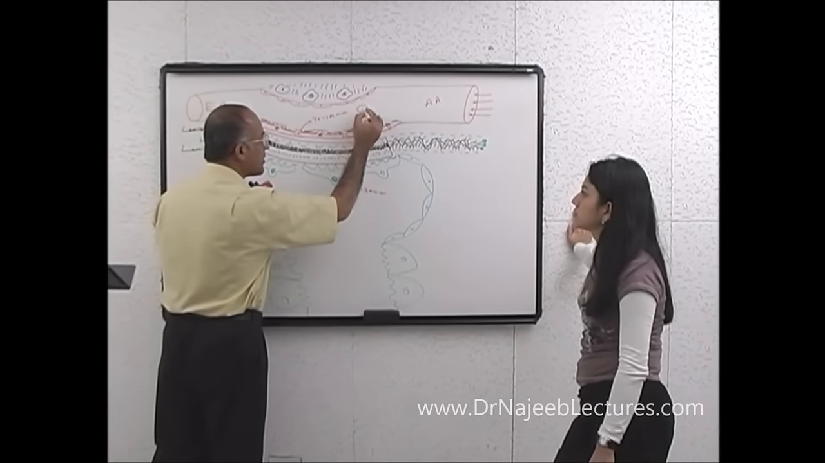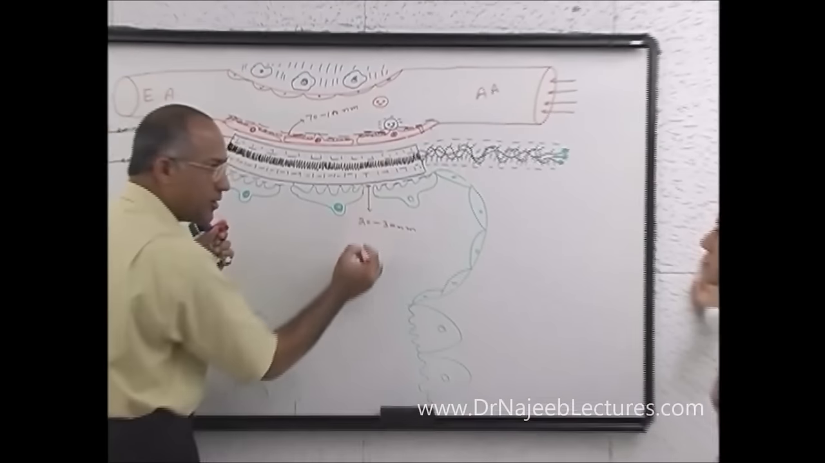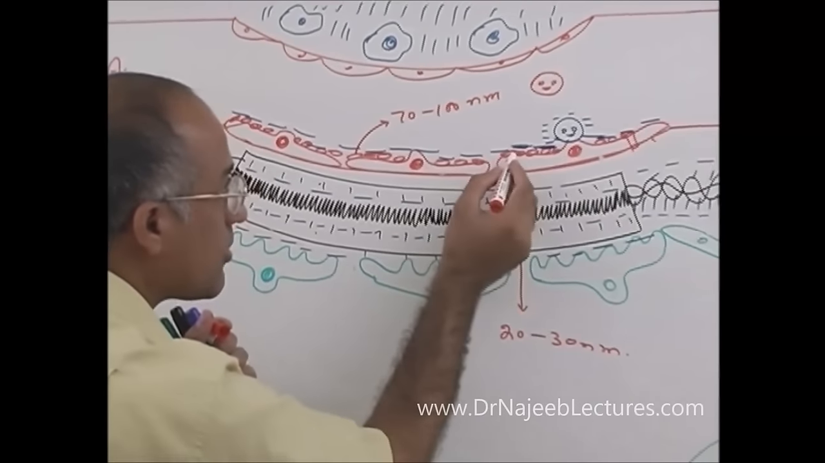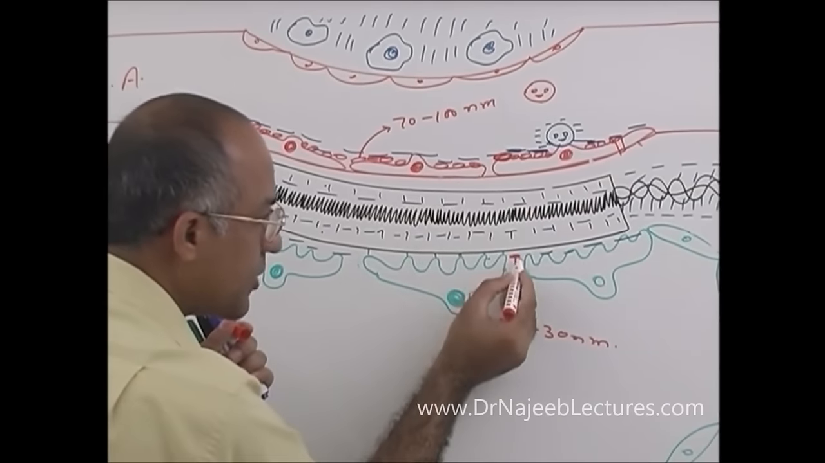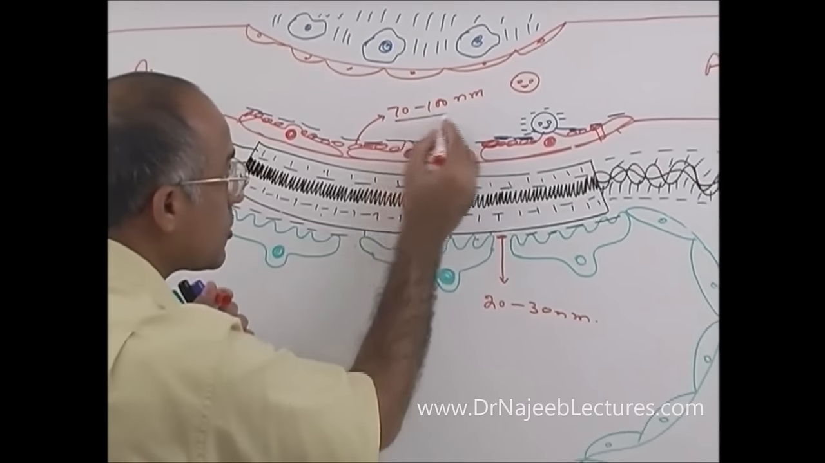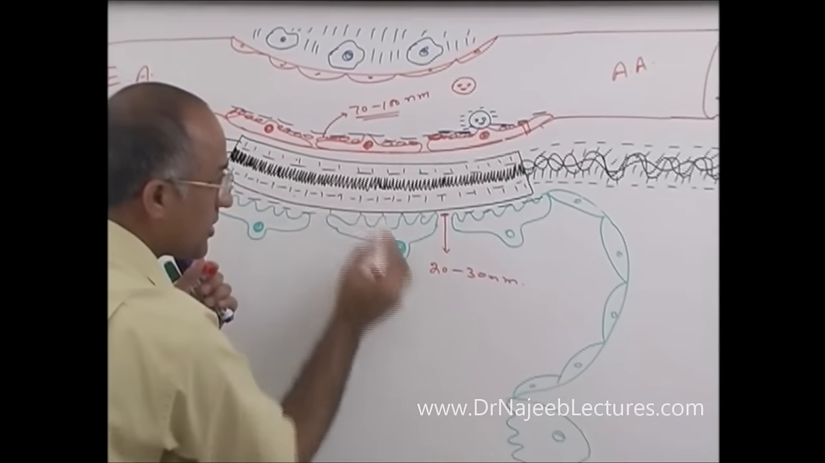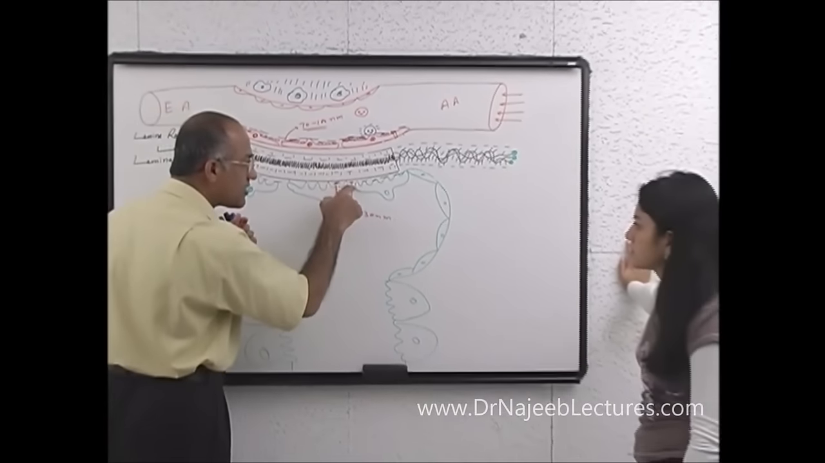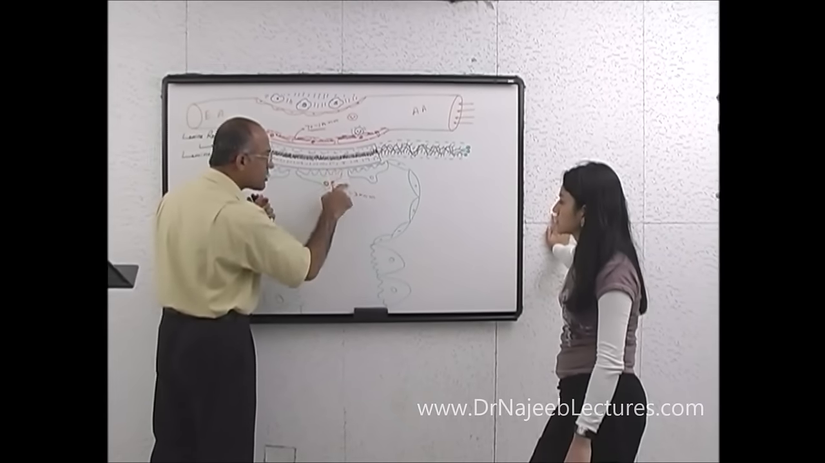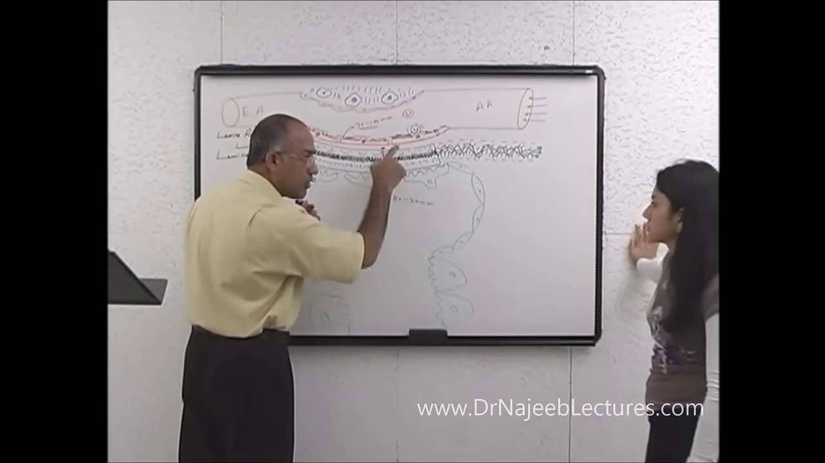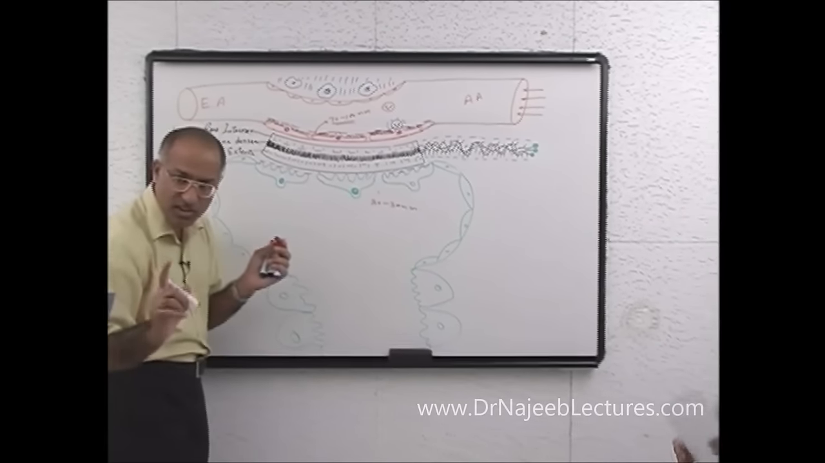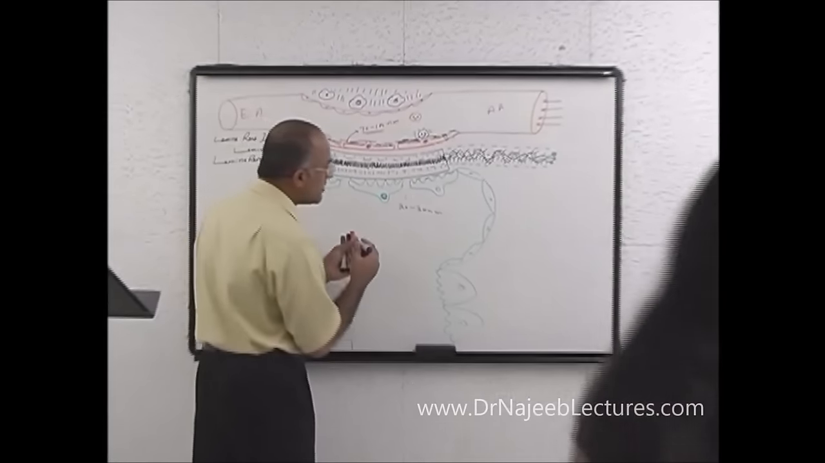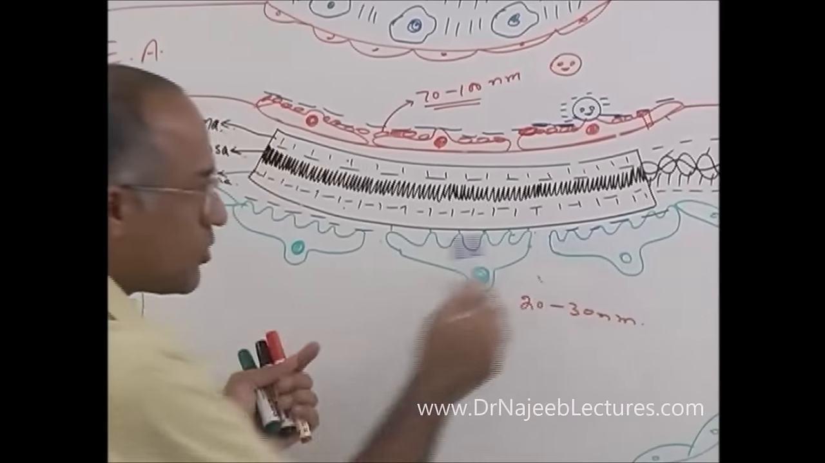For example, something wants to pass through this area down, right? The true size barrier is here, because fenestrations are larger, but filtration slits are narrow. These are 70 to 100 nanometer, but filtration slits are 20 to 30. So they act as a distal size barrier. Smaller molecules can pass through it, but larger molecules will not be able to pass through this. Is that right?